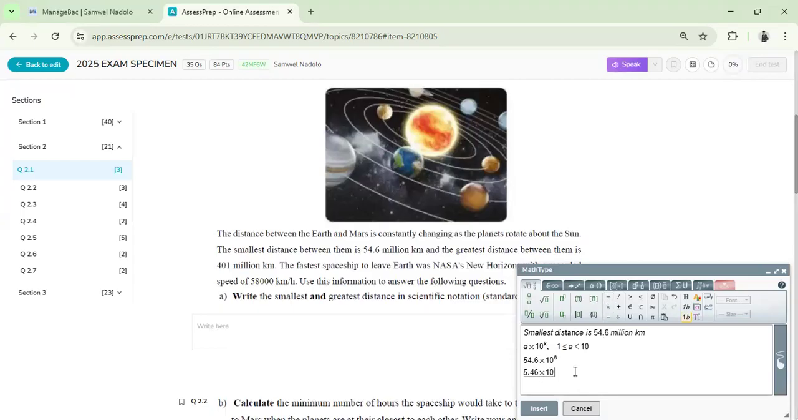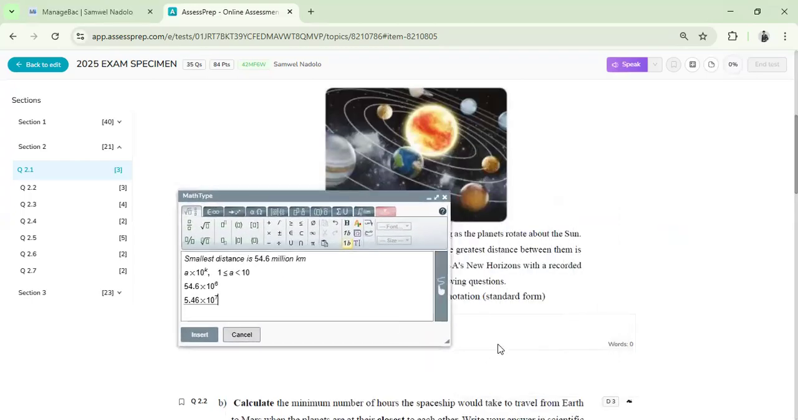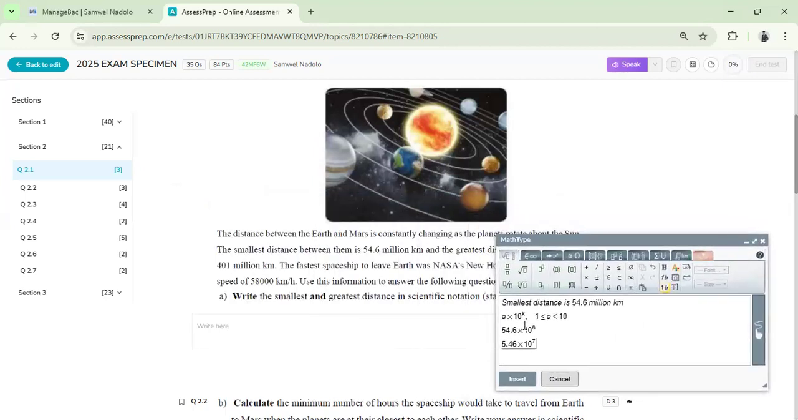Then times 10 raised to, because you have moved back once, we are going to add to the power, and so we will have 7. So instead of 6, we'll have 7. If you want to confirm your answer, you can do it, or later on we'll confirm that using our calculator. So the smallest distance in scientific notation is given by that. So smallest distance goes to that. So the greatest distance, you're going to do the same thing.